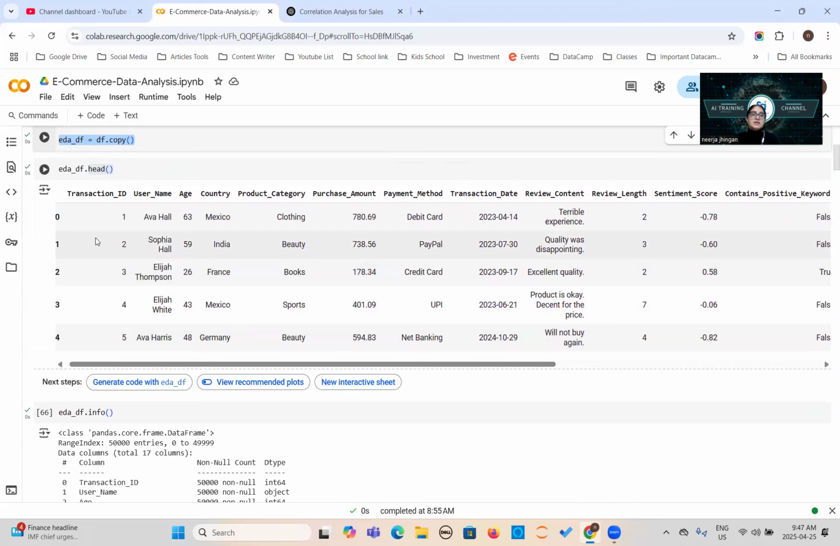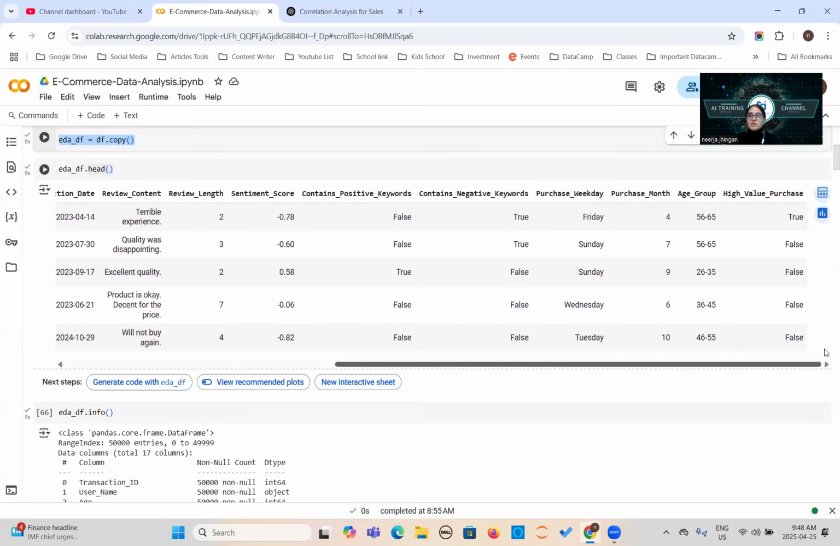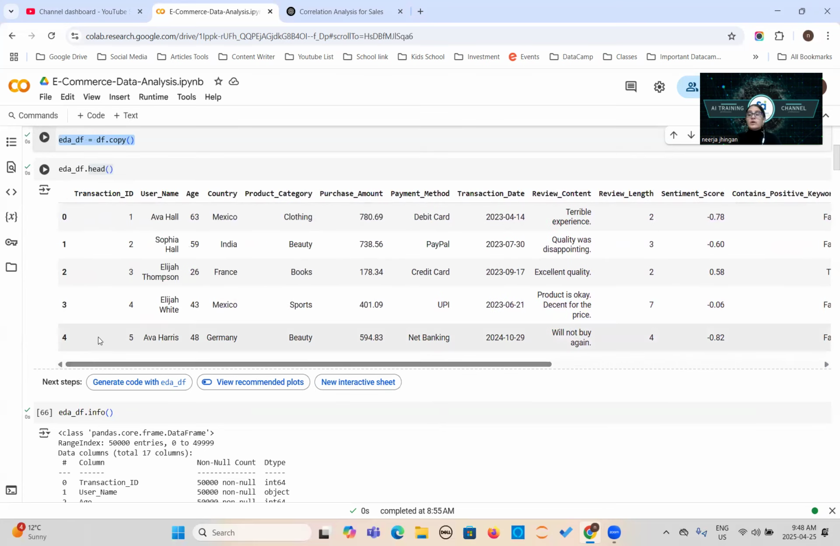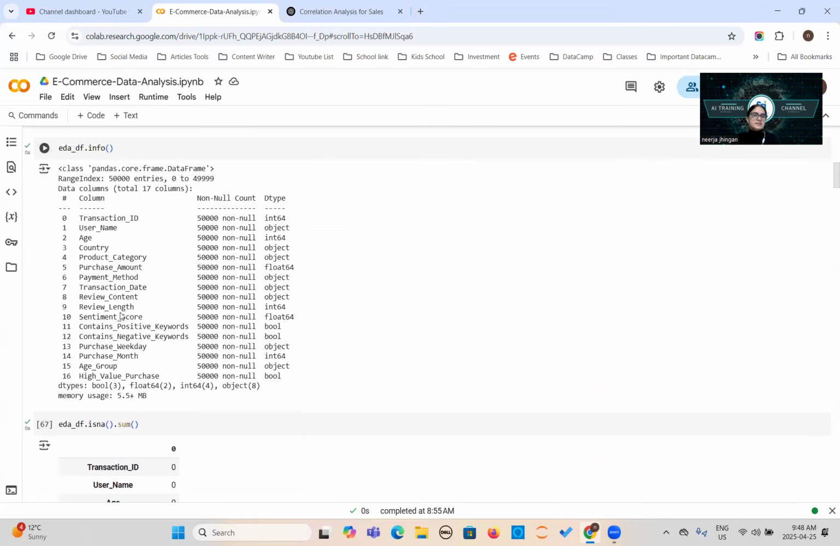Here it contains transaction ID, user name, age, from which country they are placing the order, product category, purchase amount, which payment method they are using, right? Debit card, PayPal, credit card, UPI, transaction date, on which date they placed it, review content, review length, sentiment score, right? So we have a lot of columns here.